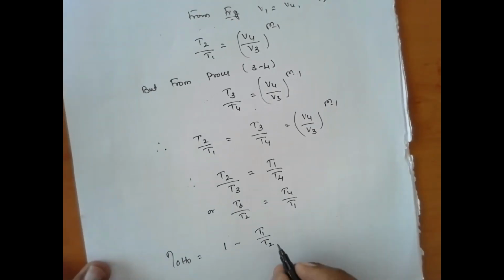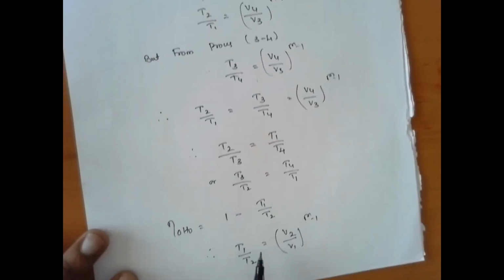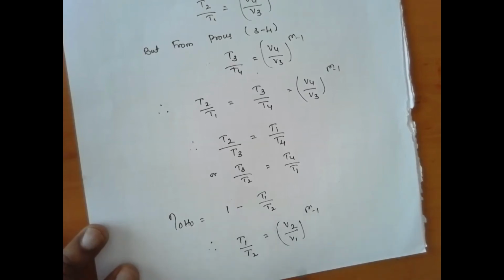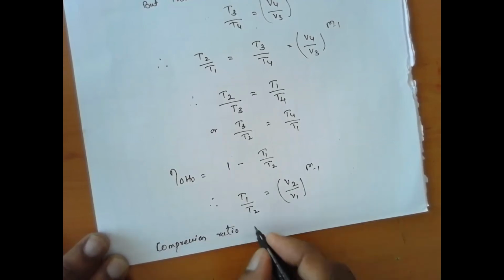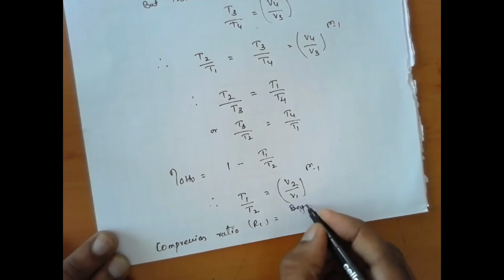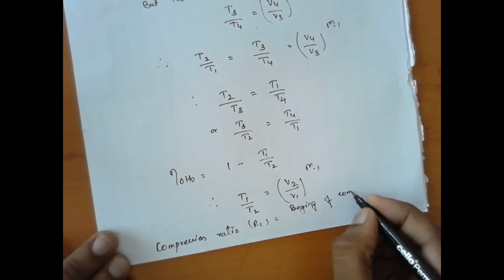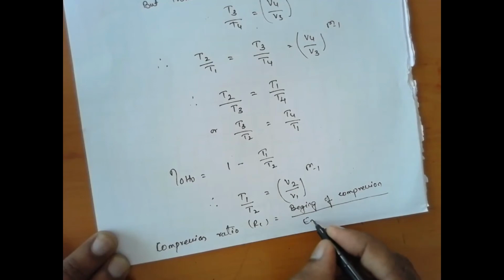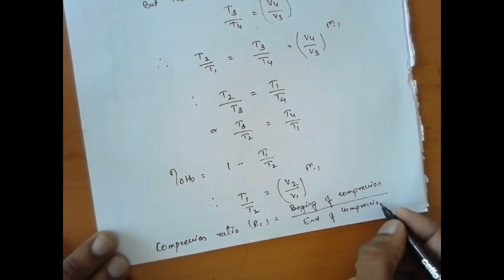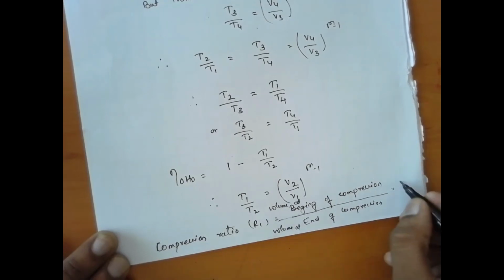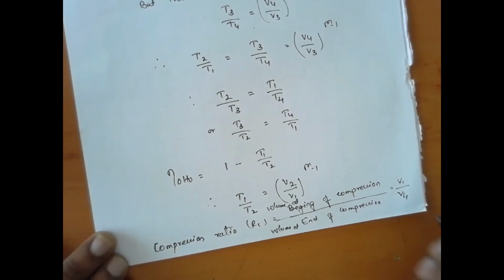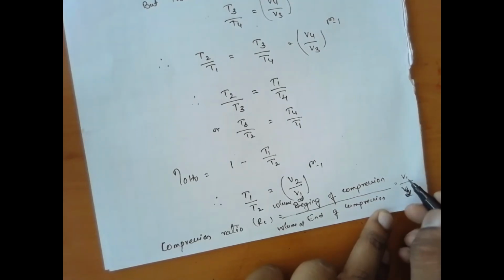But from process 1 to 2, T1 by T2 is equal to (V2 by V1) to the power gamma minus 1. As we know the definition of compression ratio, Rc is the volume at the beginning of the compression to the volume at the end of the compression. Beginning of the compression is V1, end of the compression is V2.